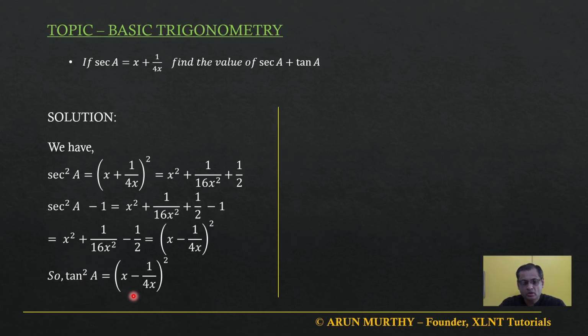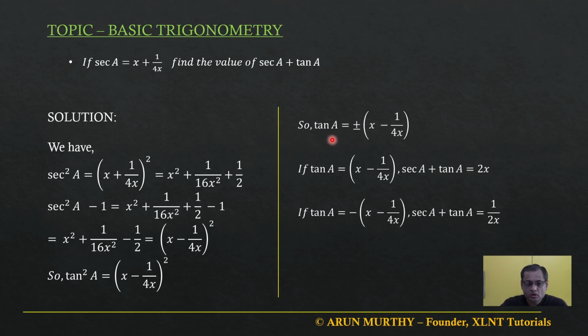If you take square root on both sides, you get tan A is equal to plus or minus x minus 1 over 4x. So there are two possible answers here. First, let us assume that tan A is x minus 1 over 4x. When you add that to secant A, which is x plus 1 over 4x, the 1 over 4x will get cancelled and you will get secant A plus tan A as 2x. Similarly, if you assume that tan A is minus of x minus 1 over 4x, this time the x terms will get cancelled and you will get secant A plus tan A as 1 over 2x. So these are the two possible values for secant A plus tan A.